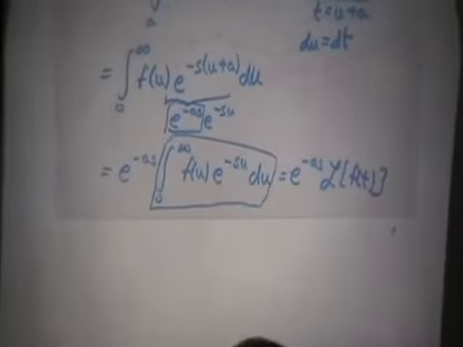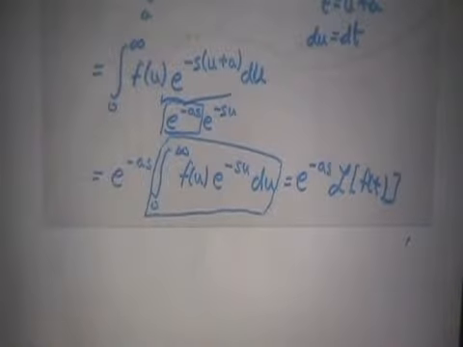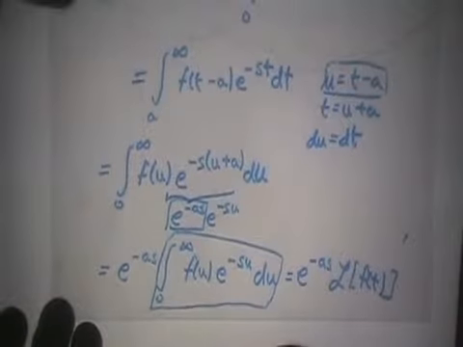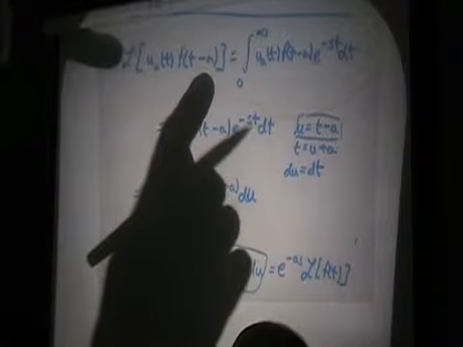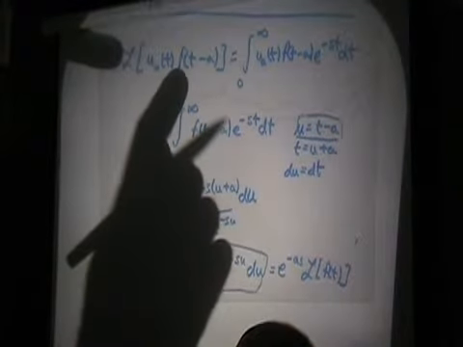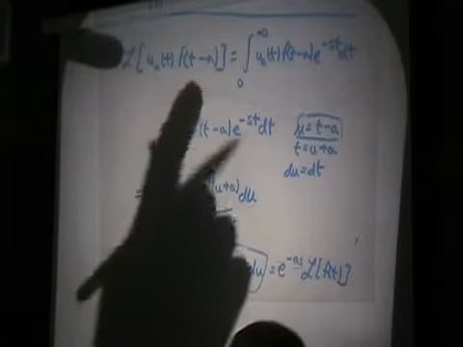Now you might wonder, how is that helpful? I just derived that the Laplace transform of u sub a of t, the Heaviside function with jump discontinuity at t equals a, times little f of t minus a, which is taking the graph of f of t and shifting it to the right by a units if a is positive, is equal to e to the negative as times the Laplace transform of f of t.